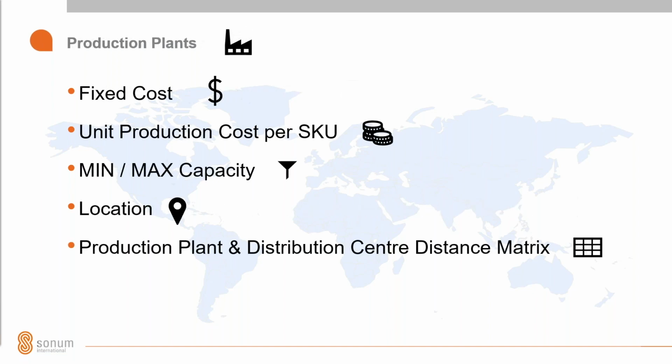In addition to that, our production plants have certain fixed costs associated with them. They have a unit production cost per SKU. Again, they also have a minimum and maximum capacity, and they also have a location, so we know how far they are from the distribution centers. So again, we can use a distance matrix to check these variables and take them into account, especially in logistics costs.